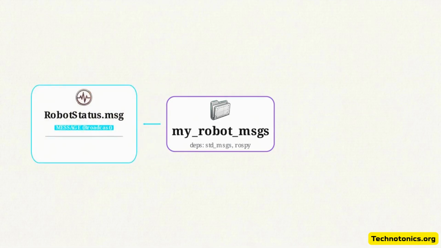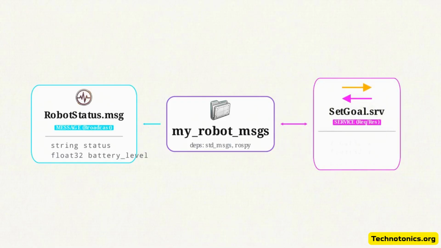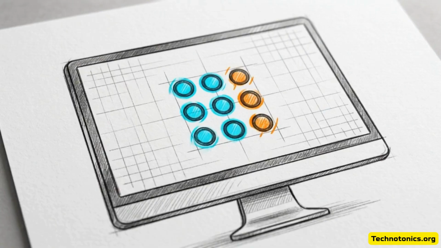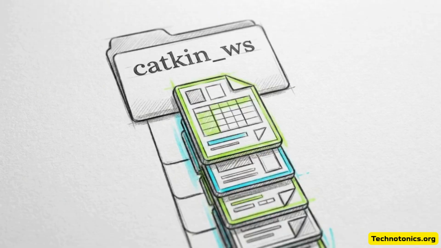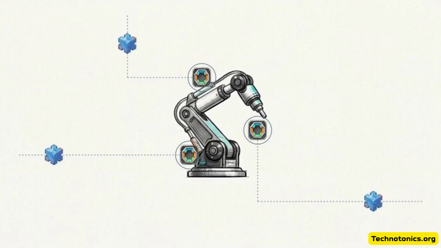We will define a unique robot status message to broadcast system health and a set goal service to handle request and response commands. Before we begin, ensure your environment is ready. You need a Linux system running a functional ROS installation and an initialized Catkin workspace to manage your packages. Moving from pre-made tutorials to engineering real, proprietary robotic systems requires custom data structures. Mastering this process provides the exact communication formats your hardware demands.